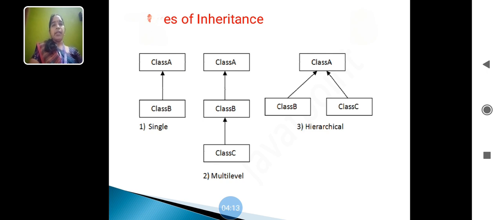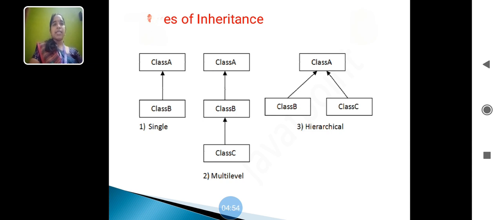Next one is multi-level inheritance. It is inheritance by level. The base class is called the parent class. The derived class gets the properties from class A, and class C gets the properties from class B. That is, inheritance in levels is called multi-level inheritance. Next one is hierarchical inheritance. In this inheritance, there is only one parent class and two derived classes. The two derived classes inherit the properties from only one base class. That is called hierarchical inheritance.